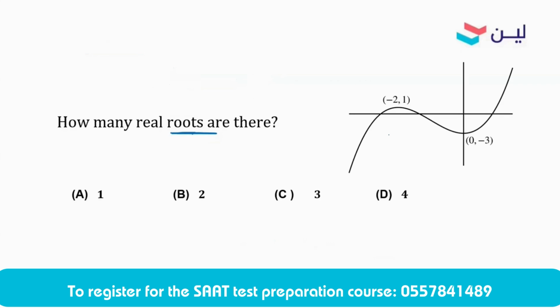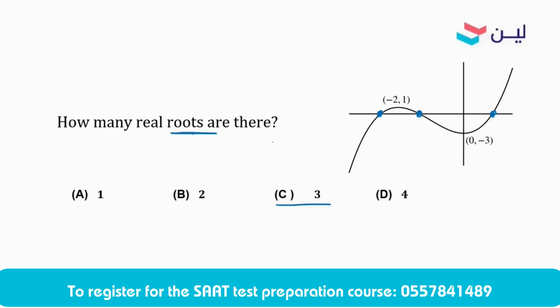Is it 1, 2, 3, or 4? Yes, the answer, as you're just saying, is not 4. This is 1, this is 2, this is 3, yeah? There are like 3 roots, isn't it? So how to find roots? This is important.